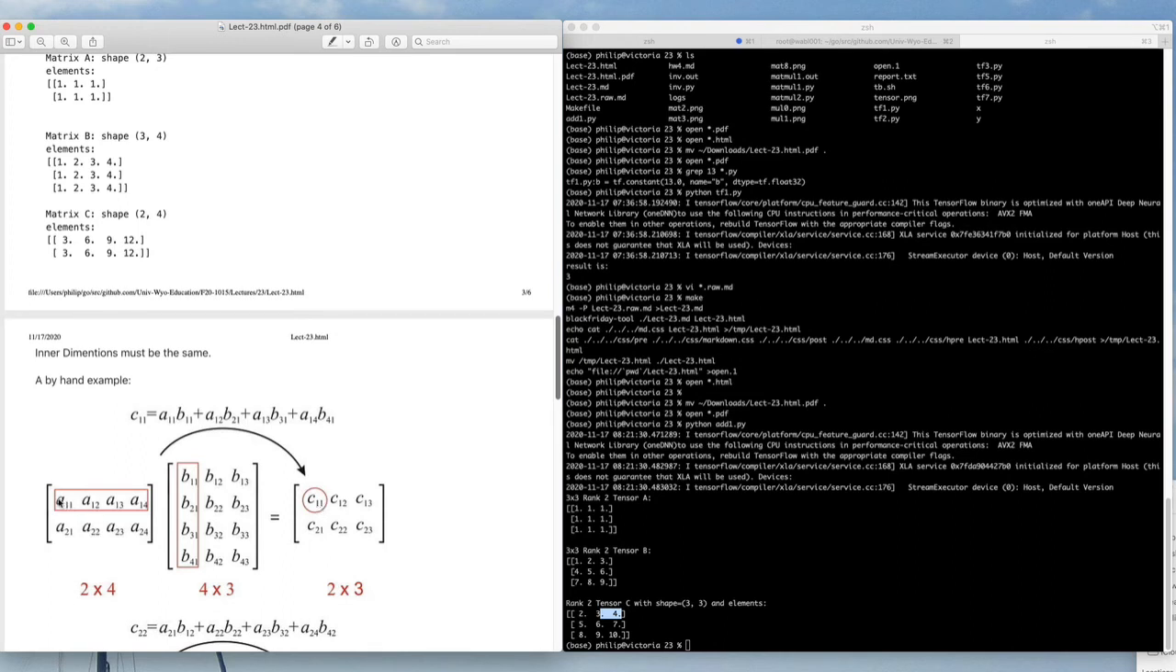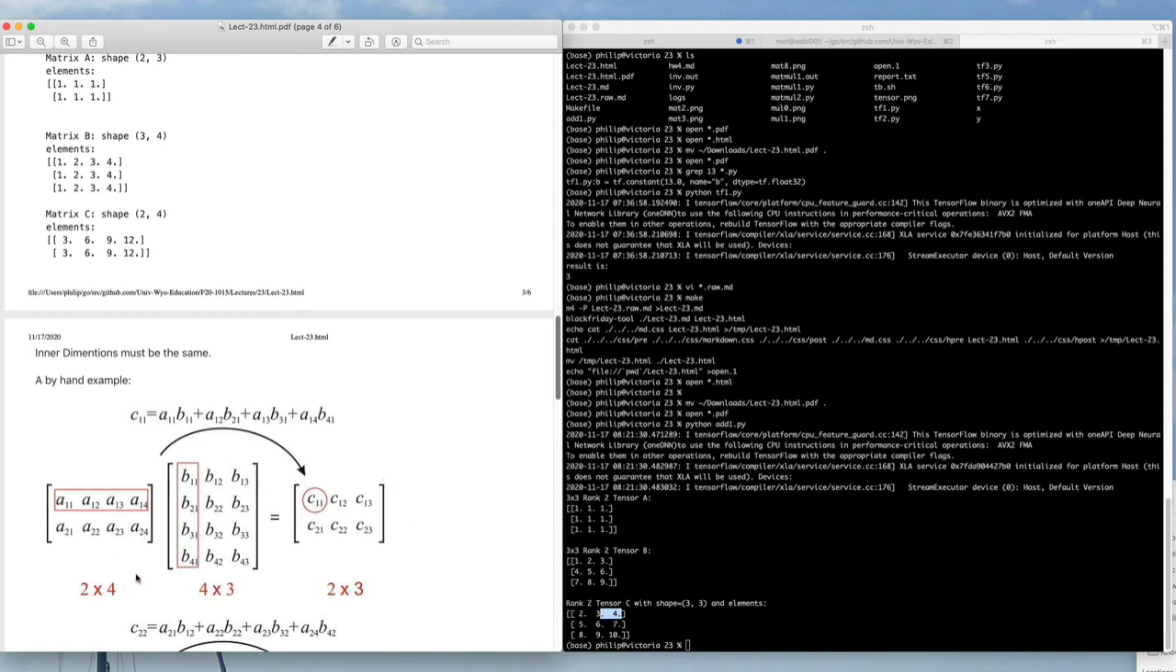Then I want to take a sub 1,1 times b sub 1,1, a sub 1,2 times b sub 2,1. You notice those are switched in order. A sub 1,3 times b sub 3,1. A sub 1,4 times b sub 4,1. And then add up the results of all those multiplies and put it in my output location.